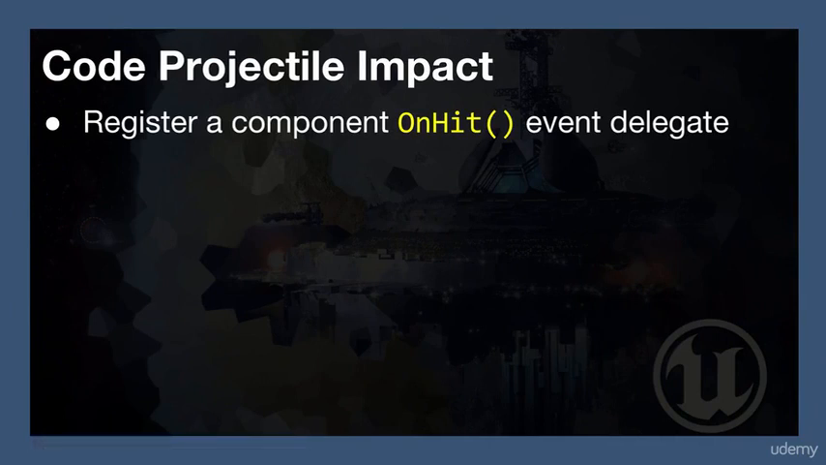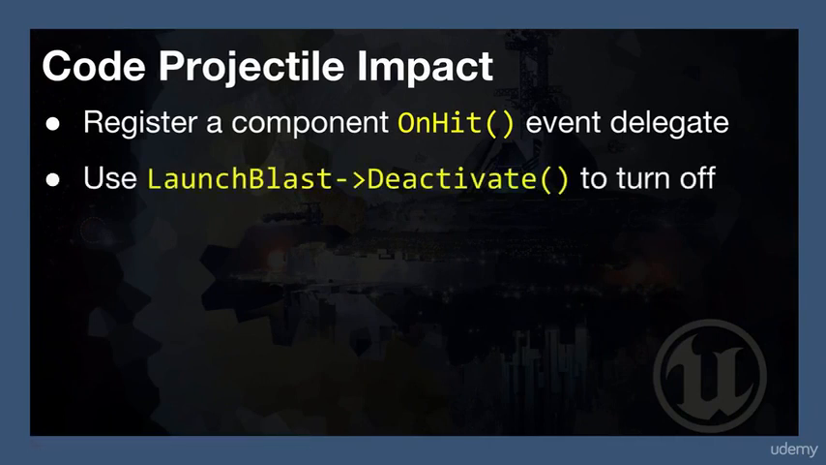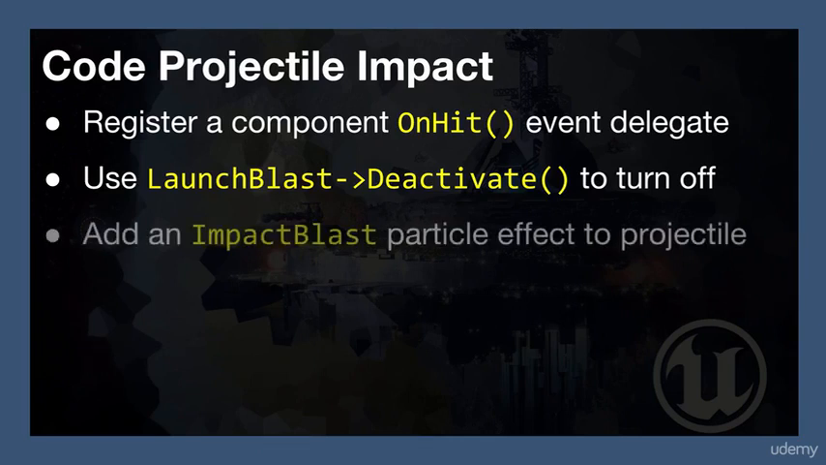What a mouthful, but we did do it a few videos ago. Use the launch blast arrow deactivate method in order to turn off the launch blast, the one that's leaving the smoke trail, when the collider hits something. We turn off the launch blast. Add an impact blast particle effect to the projectile.